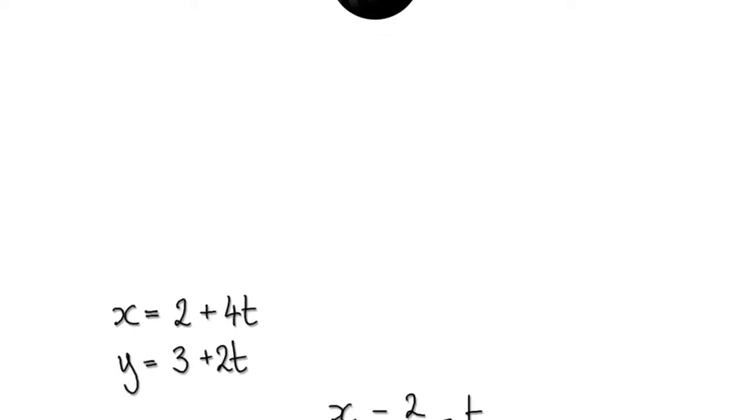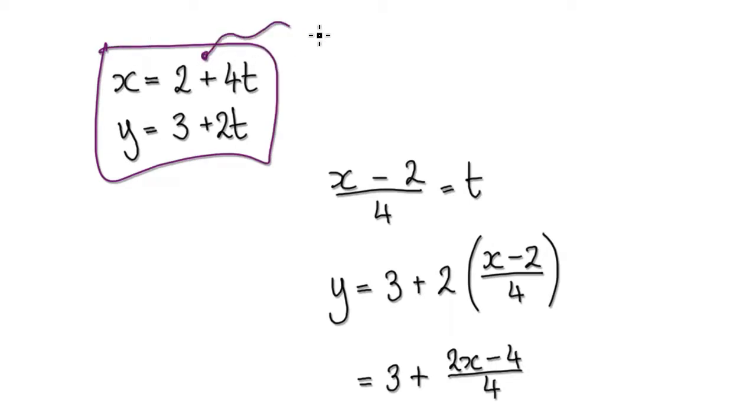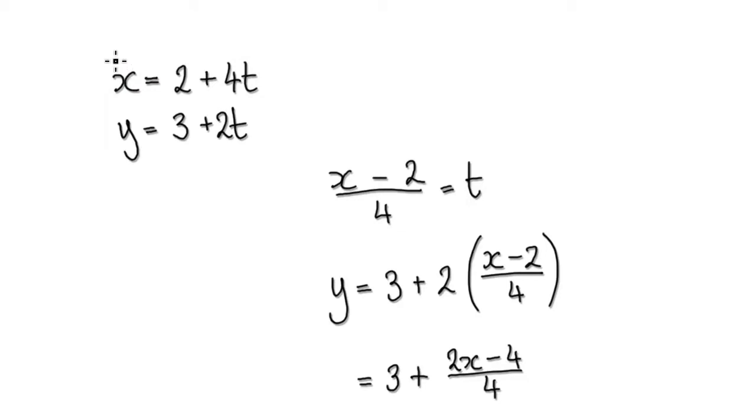In this video, we're going to sketch a graph for these parametric equations. So the trick is to turn these equations into its Cartesian form. Once it's in the Cartesian form, then we can easily sketch a graph. So first step, rearrange this to make t the subject.